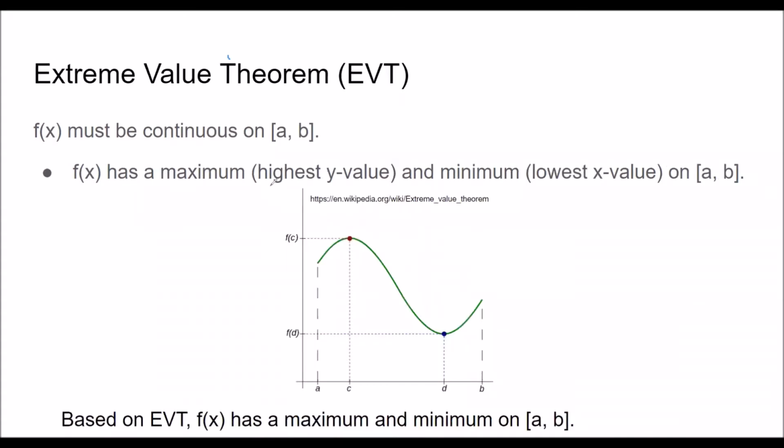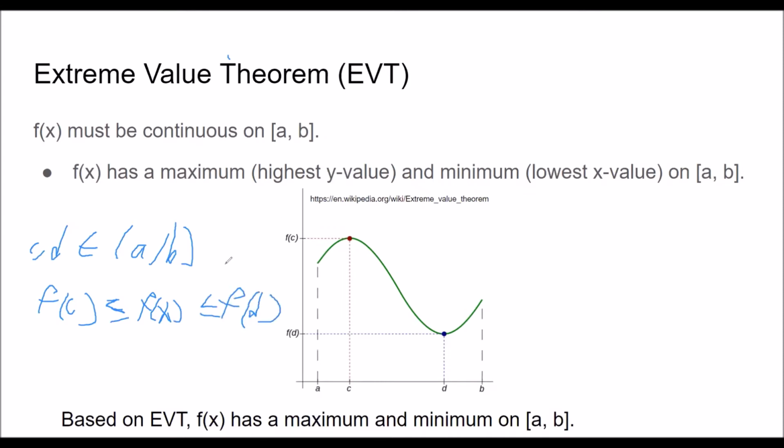Okay, this is the extreme value theorem. Now, it's essentially stating that if f of x is continuous, then there are at least two x values, let's say c and d in this situation, such that f of c is less than or equal to f of x, which is less than or equal to f of d. Essentially stating that the function f of x, if continuous, has a maximum and a minimum, meaning highest y value and lowest y value.